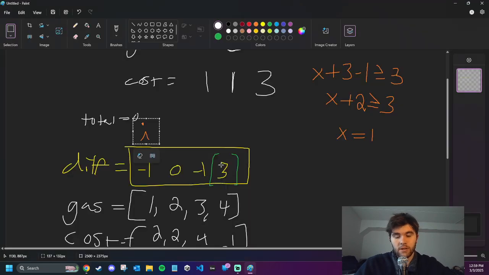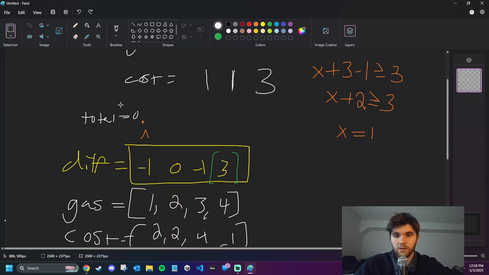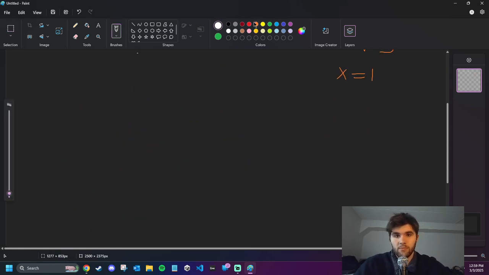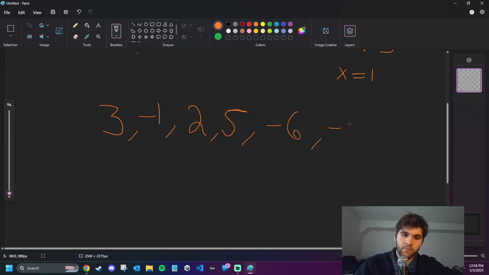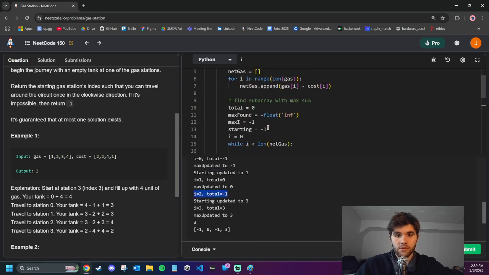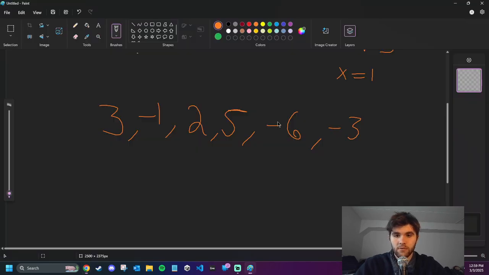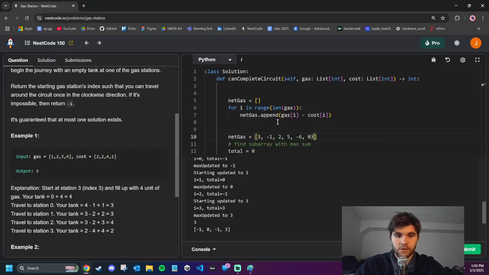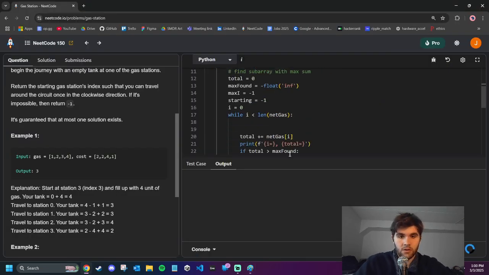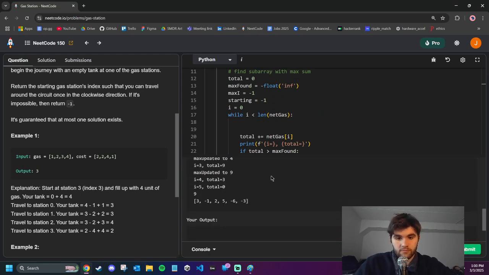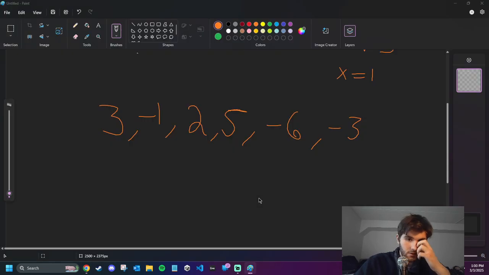Let me try just feeding in, this example isn't that great, so let me try, I'll keep that one up there. Let's say we have 3, -1, 2, 5, -6, -3. So I'm going to just hard code that in here. So we'll say net gas equals 3, -1, 2, 5, -6, -3, like this. Okay. So what am I printing at the end? Max found. So it's saying that 9 is the max.